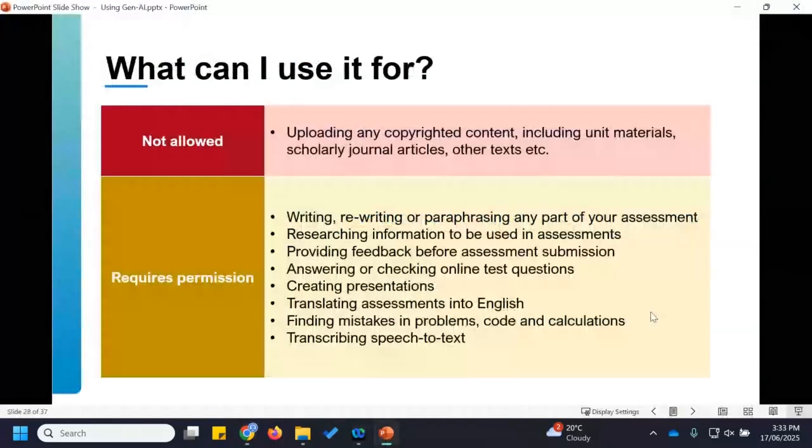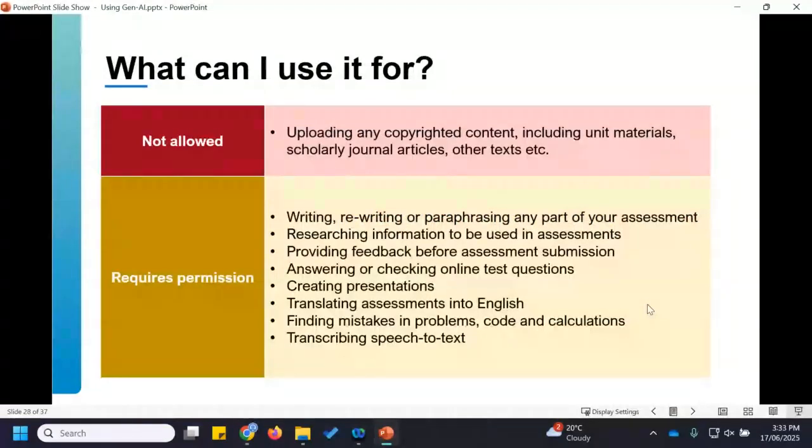Alrighty, so what can you use it for? Stuff that isn't allowed. You can't upload any copyrighted content. You can't include any uni materials. You can't upload any journal articles, any other text, anything that you haven't written. No worries, Tanya.